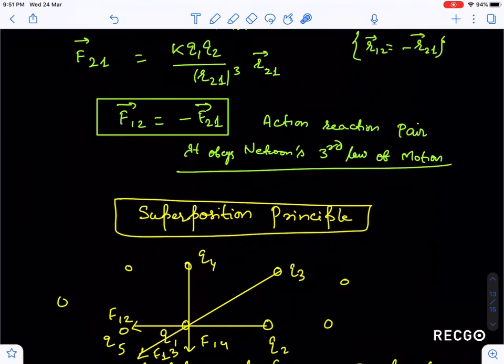The most important thing here in this vector form is the superposition principle. Suppose more than 2 charges are given, like n charges, 5 charges, 10 charges. How do you calculate the net force on any of the charges?